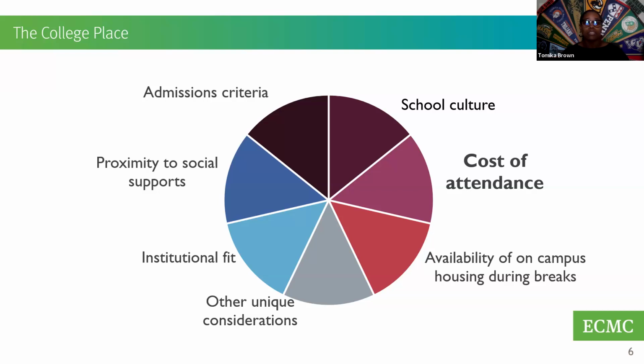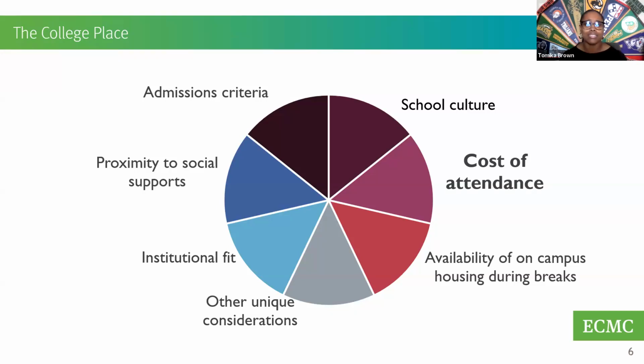Availability of on-campus housing during breaks is huge, because many of these students do not have a stable place to stay outside of the college campus once they transition as a college student. So finding a college campus that will allow them to stay on campus, or that offers special housing for students who can't go home or who don't have other places to go during breaks, is going to be really important.